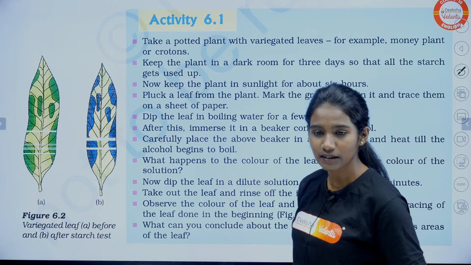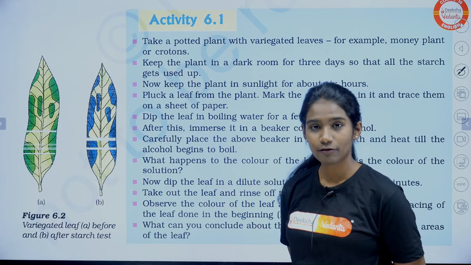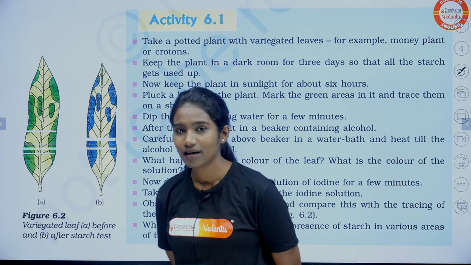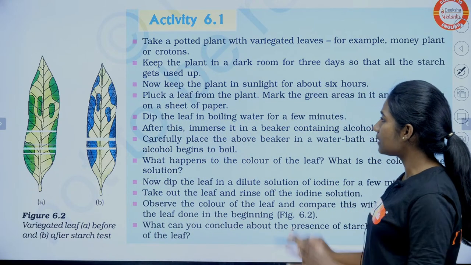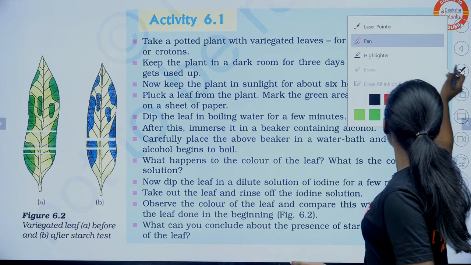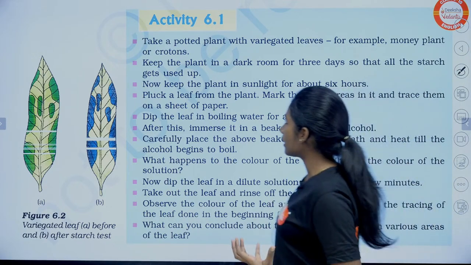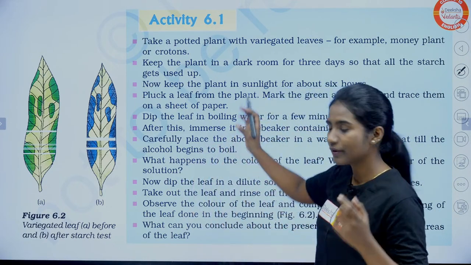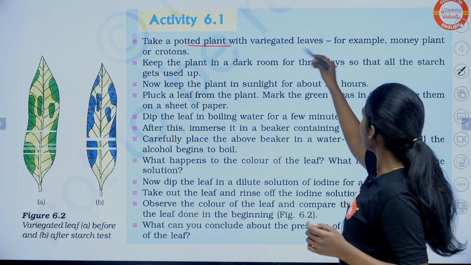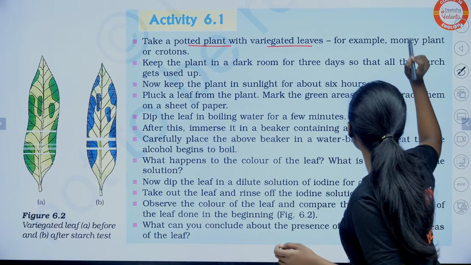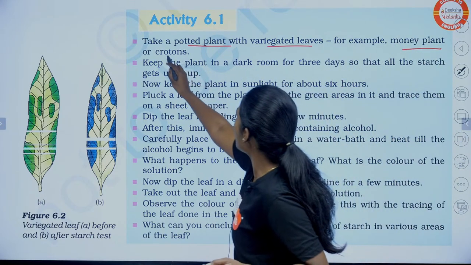Shall we start with the first activity from our first chapter in biology, that is life processes? Okay, so now the first activity is, let's see what it is. So first, what are we supposed to do? What is it asking us to do? See, first, take a potted plant with variegated leaves. For example, money plant or croton.